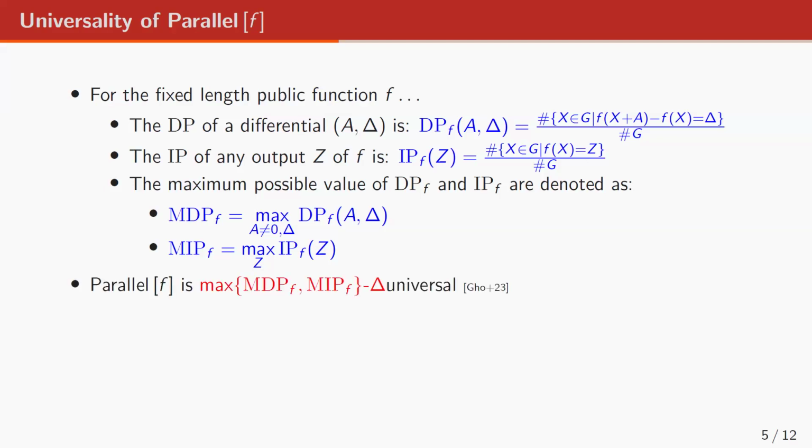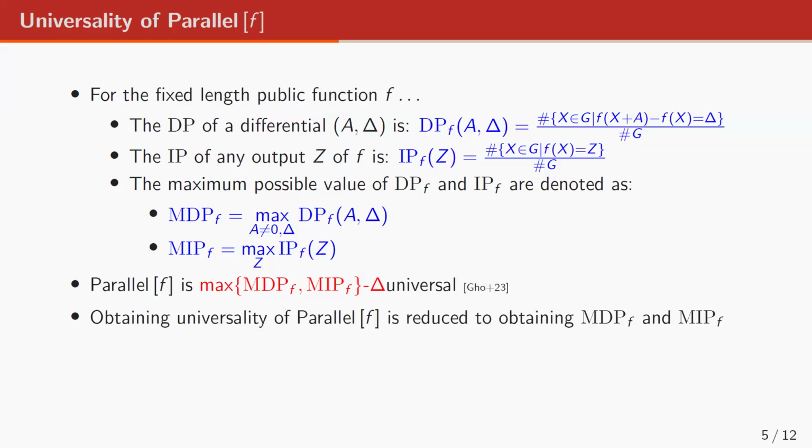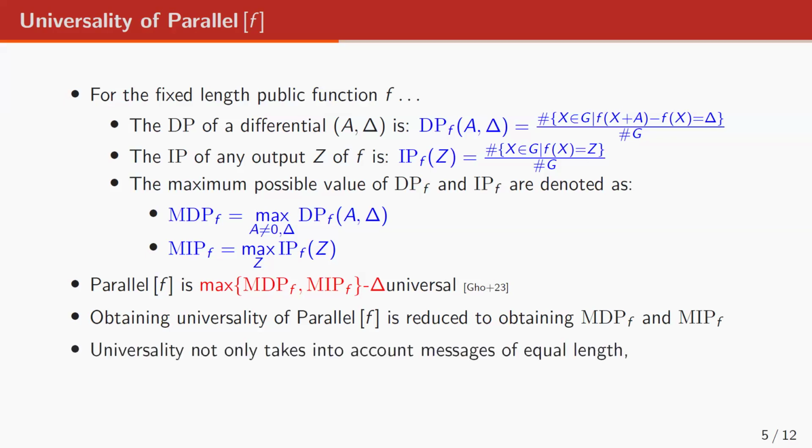It was proven by Ghosh et al. that this construction is epsilon delta universal with epsilon the maximum between the MDP and MIP. And this bound is tight as long as the bounds for the MDP and the MIP are tight. So this means that in this construction, the universality of parallel f is reduced to simply obtaining the maximum differential probability and maximum image probability of the underlying public function. Moreover, the universality thus obtained not only takes into account messages of equal length, but also messages of variable length.